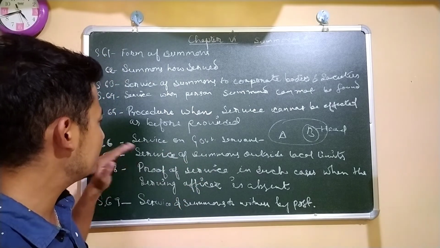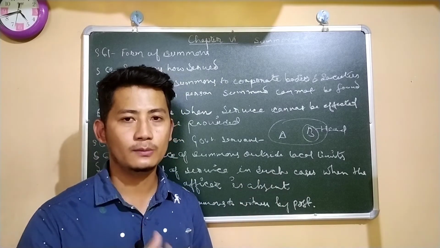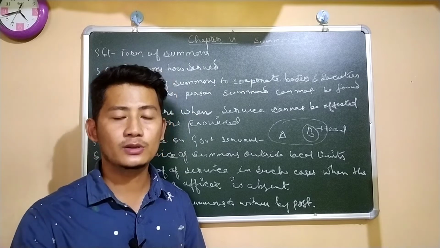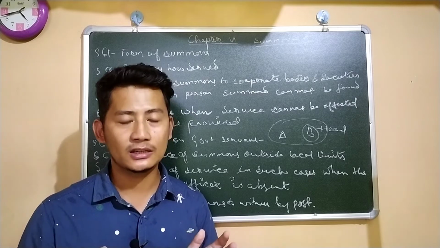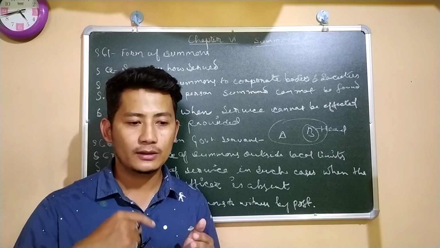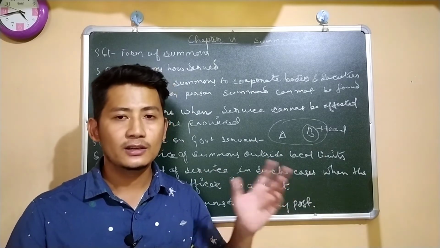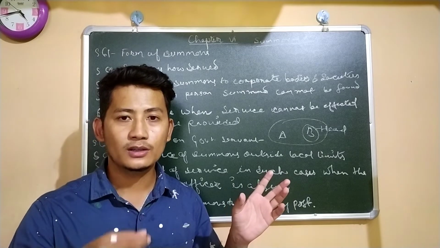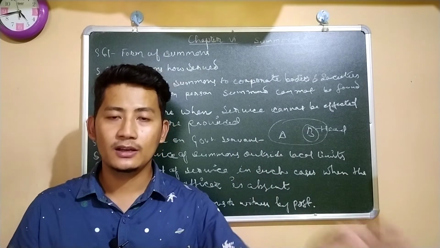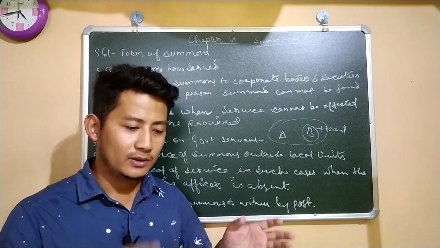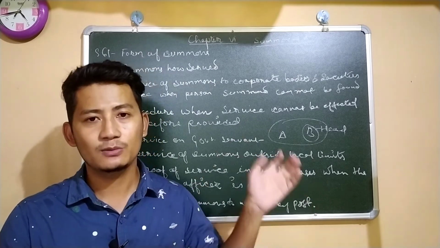Section 67 talks about service of summons outside local limits. When the court desires to issue a summons to a person who is residing outside the jurisdiction of the court, generally a court exercises its power within a district. Now if the court wants to summon a person residing in another district, what will the court do? The court will issue a summon directing the magistrate under whose jurisdiction the person is residing, and that magistrate will execute the summon.